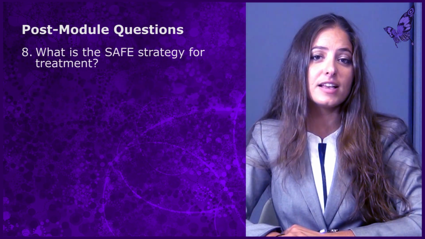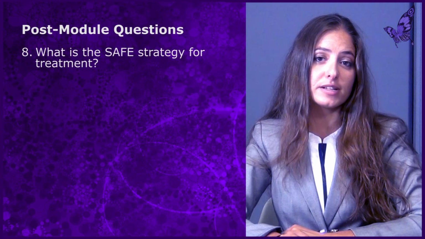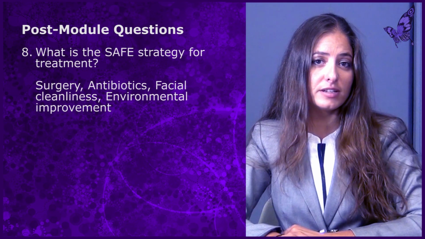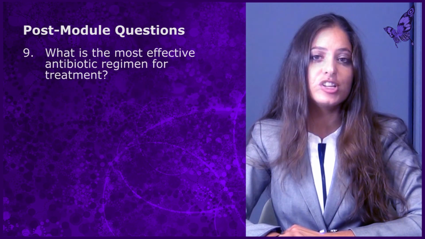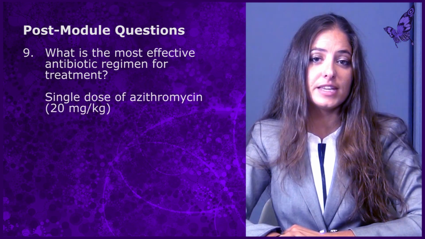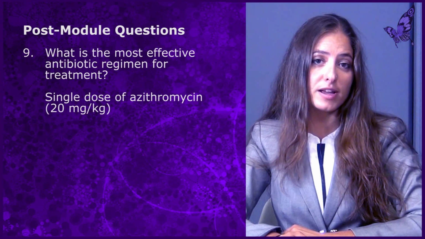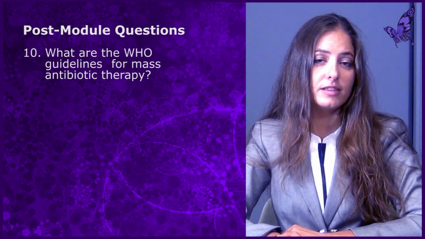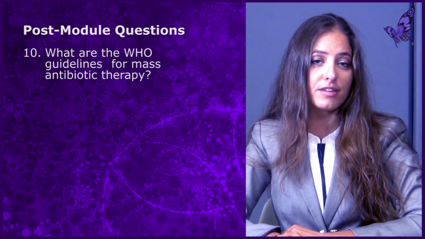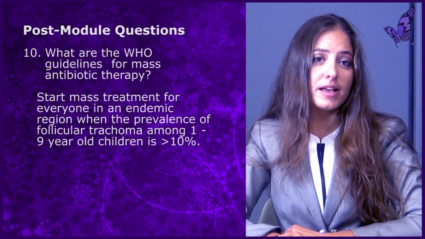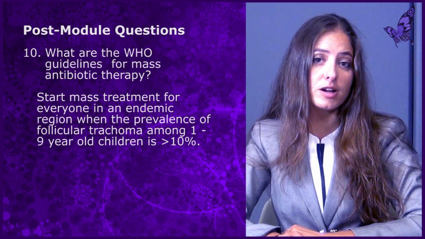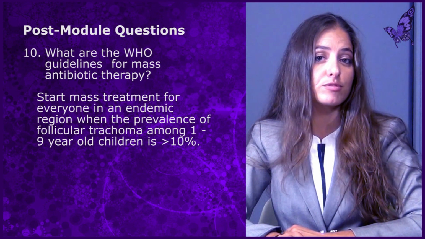Question number 8. What is the SAFE strategy for treatment? SAFE stands for surgery, antibiotics, facial cleanliness, and environmental improvement. Question number 9. What is the most effective antibiotic regimen for treatment? The answer here is a single dose of azithromycin dosed at 20 mg/kg. And lastly, question number 10. What are the WHO guidelines for mass antibiotic therapy? The answer is to start mass treatment for everyone in an endemic region when the prevalence of follicular trachoma among 1 to 9-year-old children is greater than 10%.